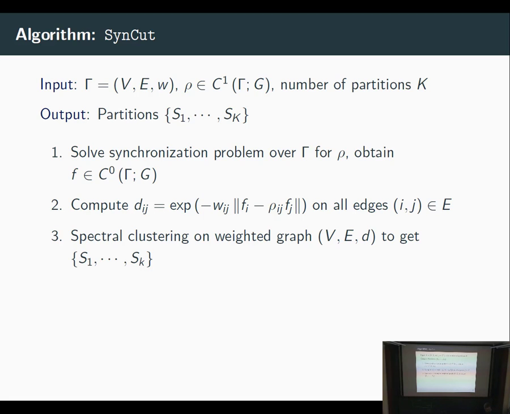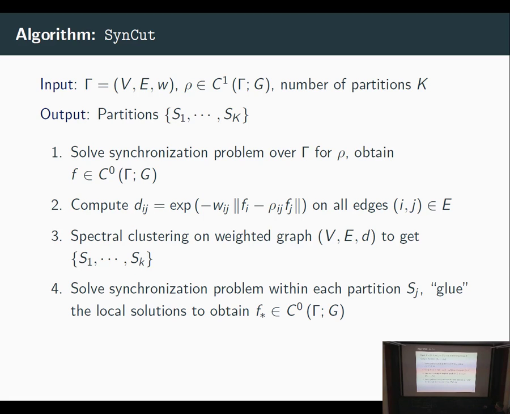Then cluster spectrally, use spectral clustering of this weighted graph to get this partition. Solve the synchronization problem within each partition and glue the local solutions to get something global, and then repeat for as long as you need to get the frustration within an acceptable interval, depending on the amount of error you are prepared to live with.